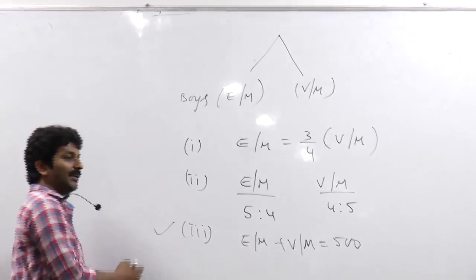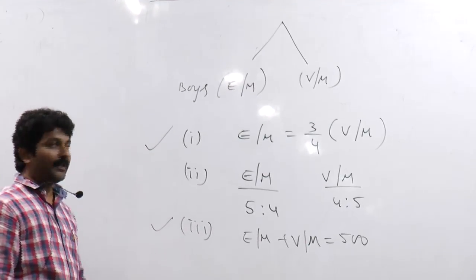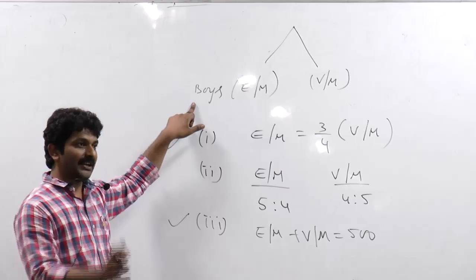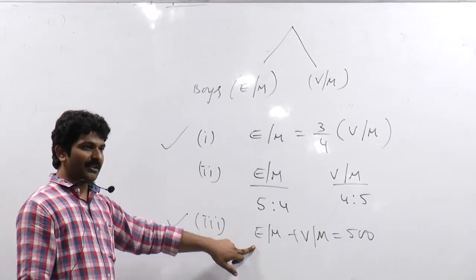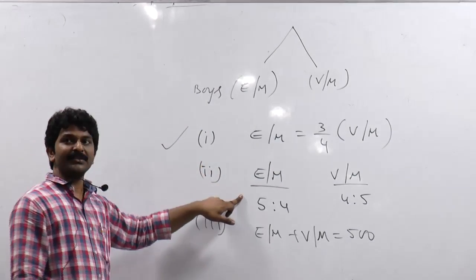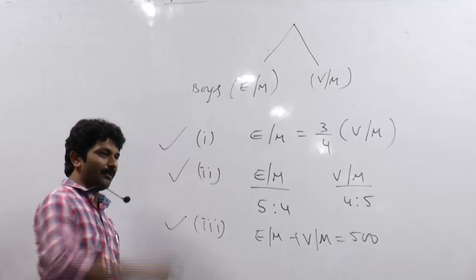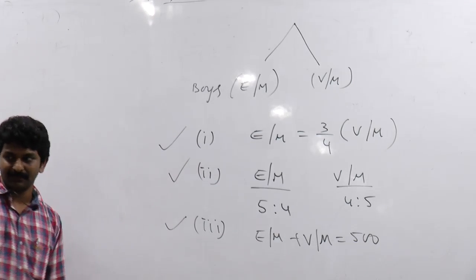So this is required and this is required. But your question is about number of boys, gender specific. Gender is not there. Gender is not there. Here you have gender specific. So you also need second one. All are required to answer the question.